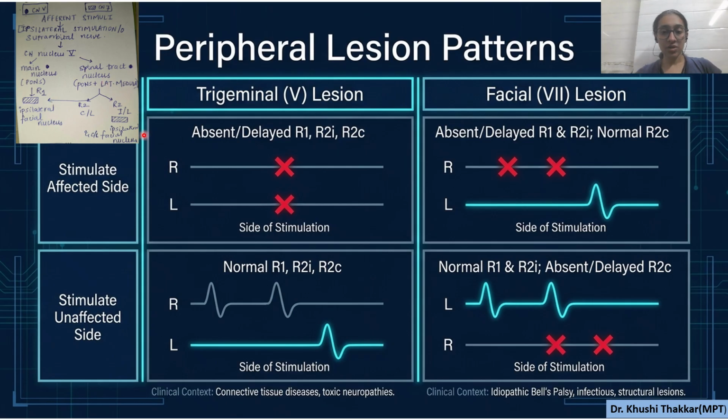Whereas when you are doing this on the unaffected side, the unaffected side facial nerve nucleus is not affected. So your ipsilateral R1 and R2 both are going to be normal, same as this side. Okay, but now again your contralateral R2 is going to be affected because you are stimulating the unaffected side. So that is going to be delayed.